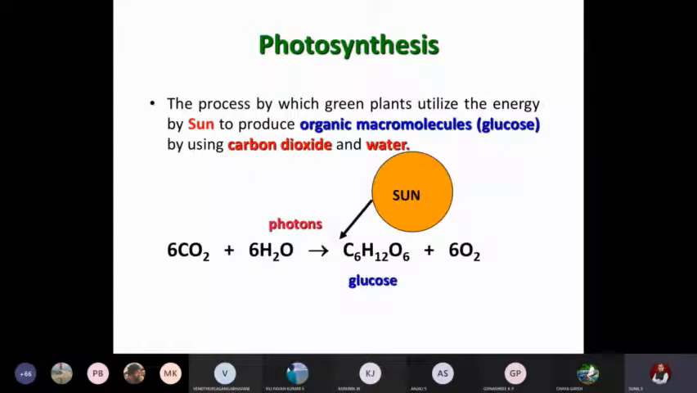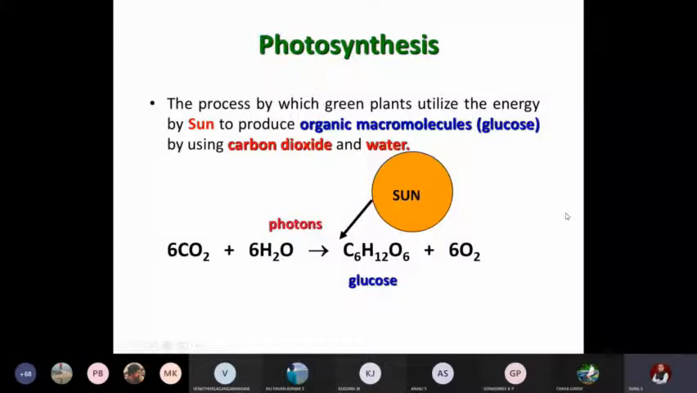So before starting, first we have to know about the basic reaction that is helpful in producing the biomass, that is the photosynthesis reaction. I will not stretch too much on this because it is the most basic thing you might have studied long back. The process by which green plants utilize the energy of the sun to produce organic molecules, that is to produce glucose by using carbon dioxide and water, is called photosynthesis. I'll repeat, photosynthesis is a process in which the green plants utilize the solar energy to produce their food, that is glucose, by using carbon dioxide and water.